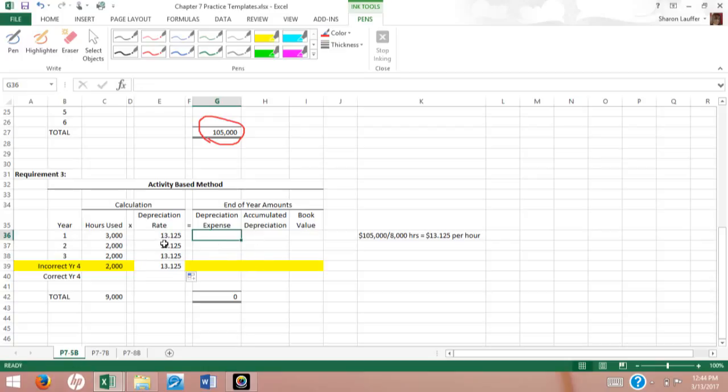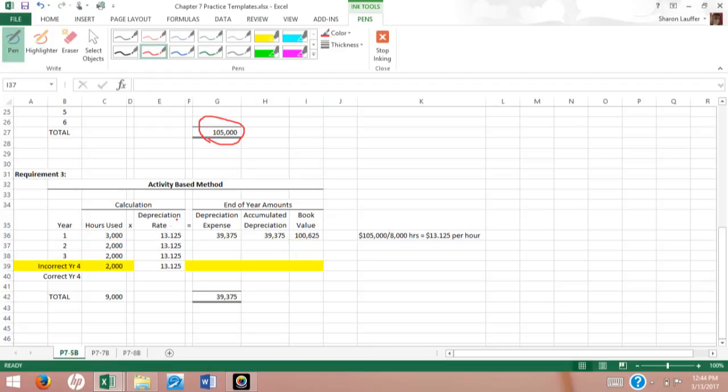So 3,000 times 13.125 gives us a depreciation expense of $39,375. Accumulated depreciation works the same way. That's the total amount of depreciation we've taken to date. And in this case, it's only the amount for the first year since this is the first year, so $39,375. And then our book value is the cost, which is $140,000, minus the accumulated depreciation amount, which gives us $100,625.